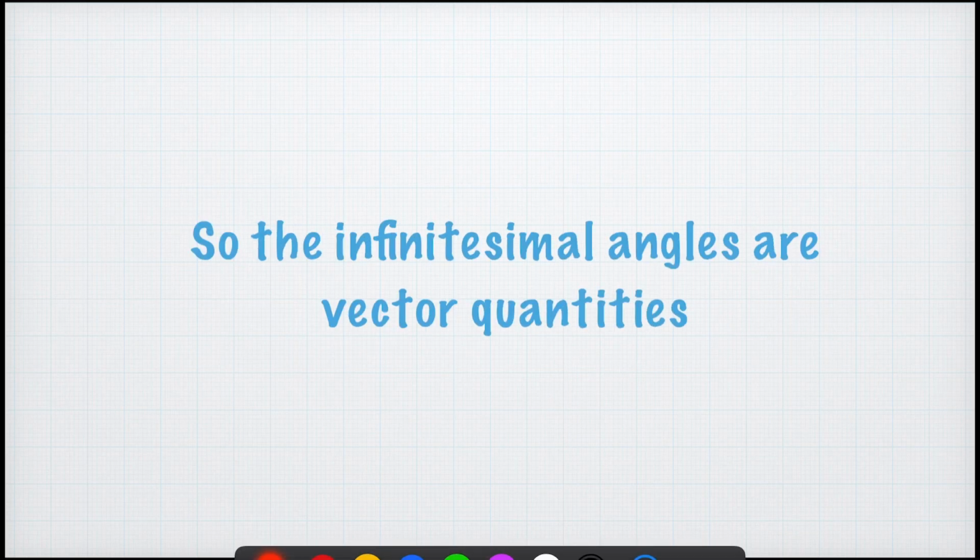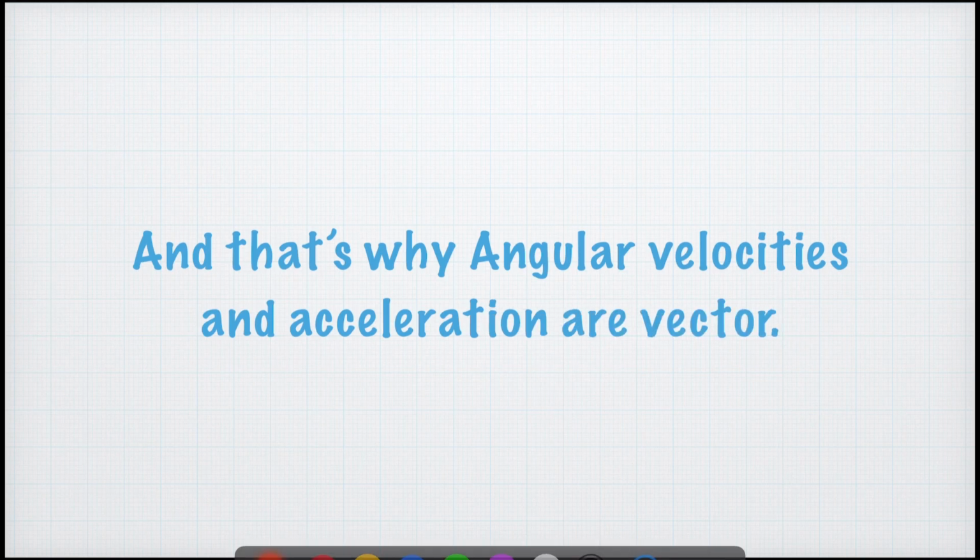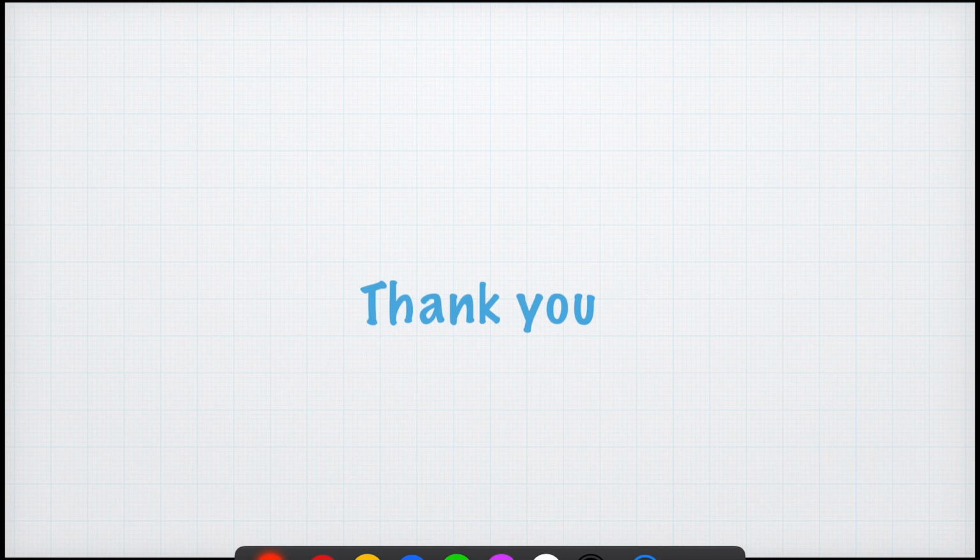And if infinitesimal angles are vector quantities, then the rate of change of these infinitesimal angles is also going to be a vector quantity. The rate of change of angle is the angular velocity, so angular velocity is a vector quantity. The angular acceleration, which is the rate of change of angular velocity, is also a vector quantity. I hope you have understood why we call infinitesimal angles vector quantities, whereas large angles are scalar quantities.